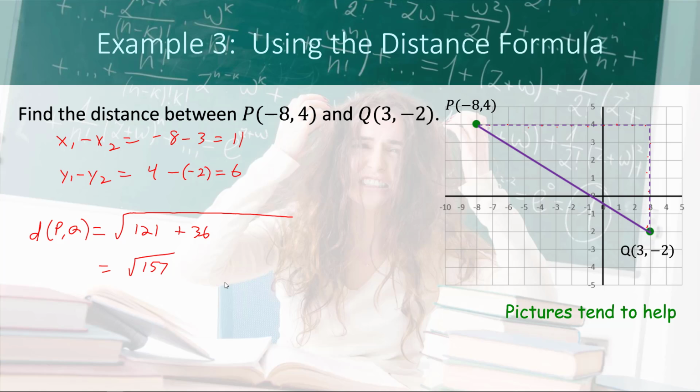Now, if you're asked for the exact answer, this would be it. This is the exact answer. If you're asked for an approximation, that means you need to break out the calculator and find the square root of this, and if you did, you would find that this is equal to 12.530 down to the third decimal place.